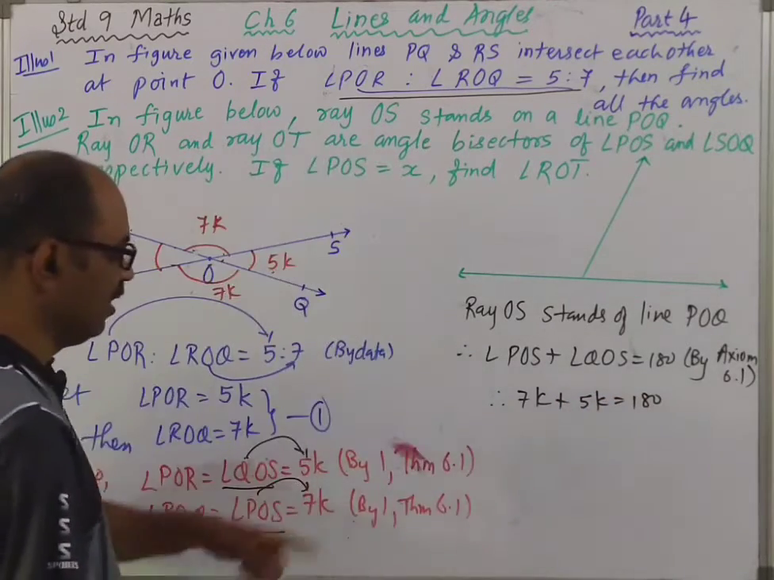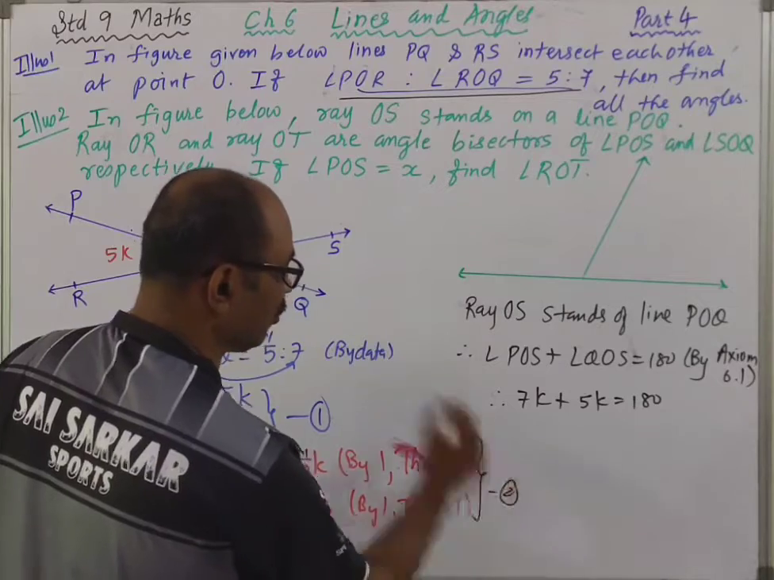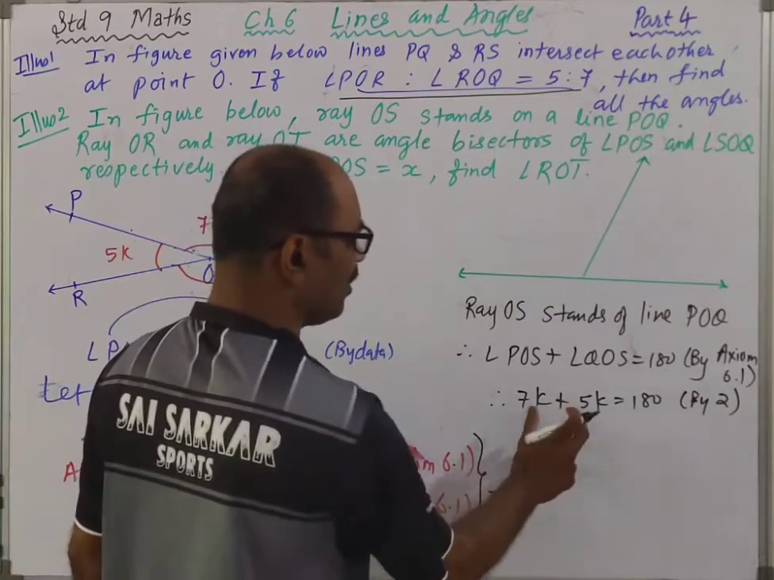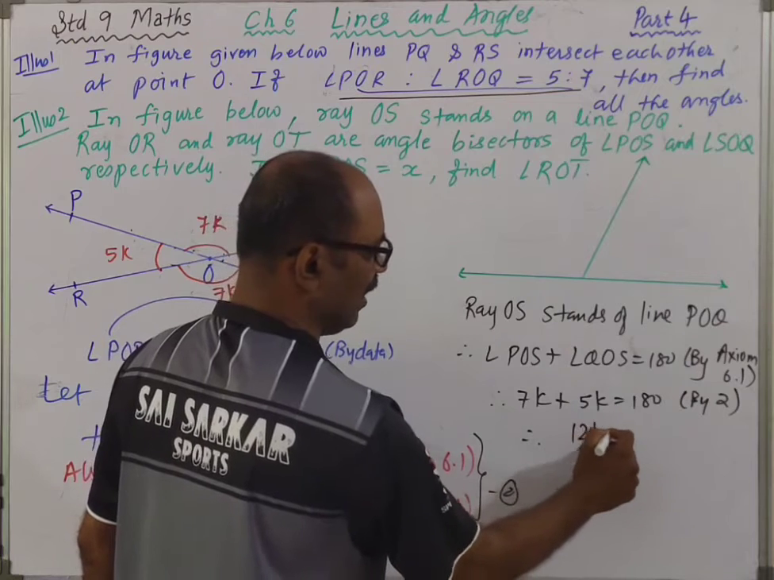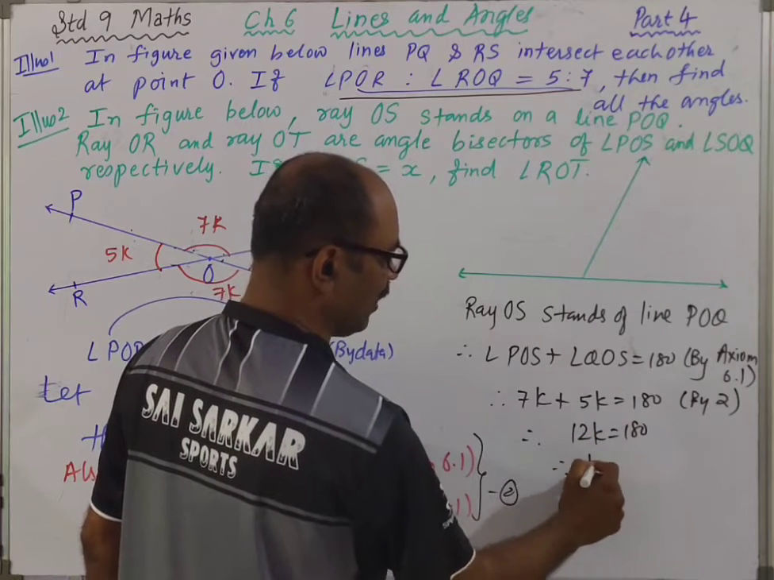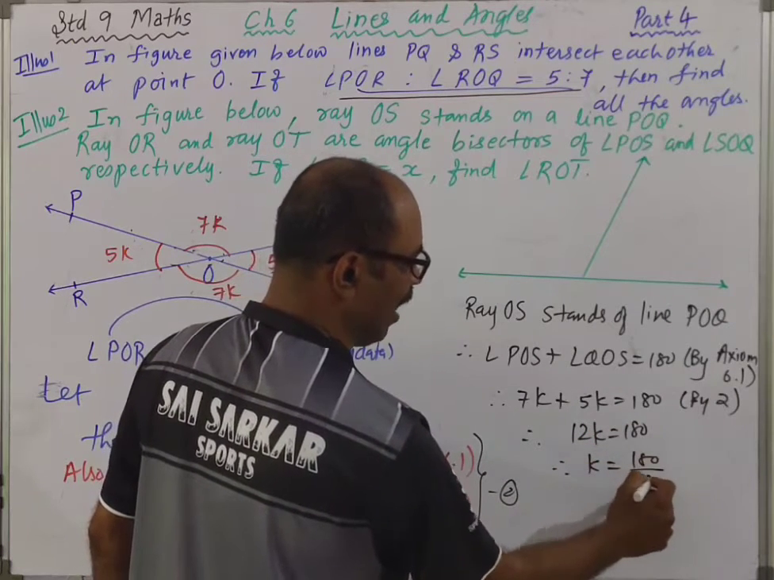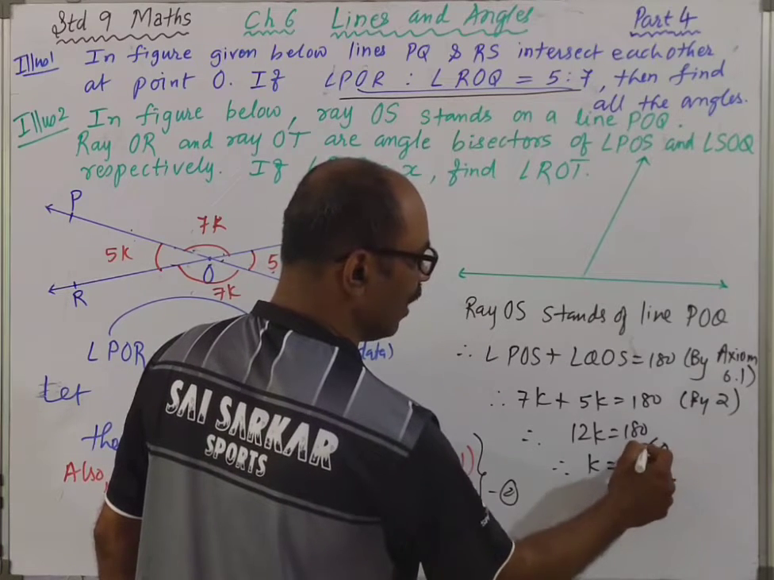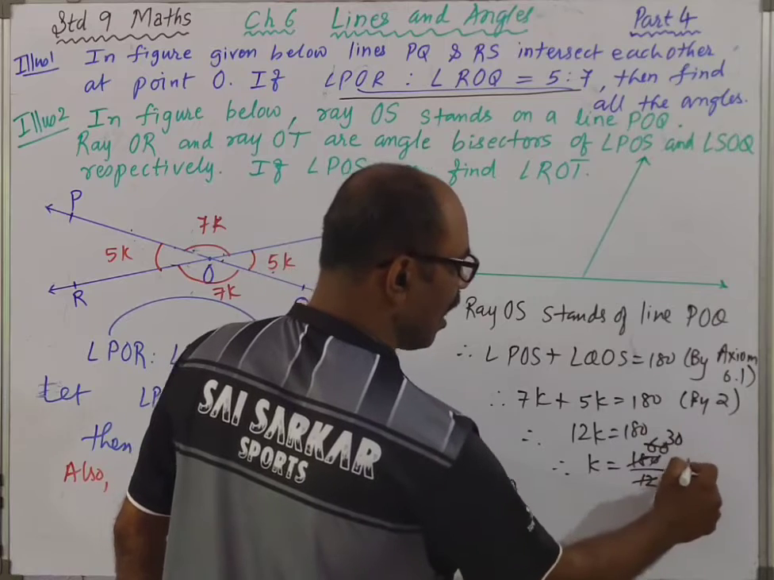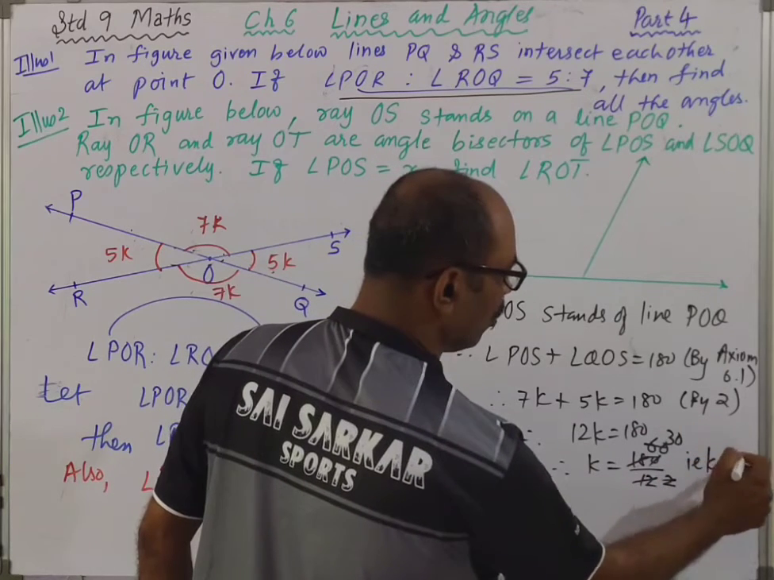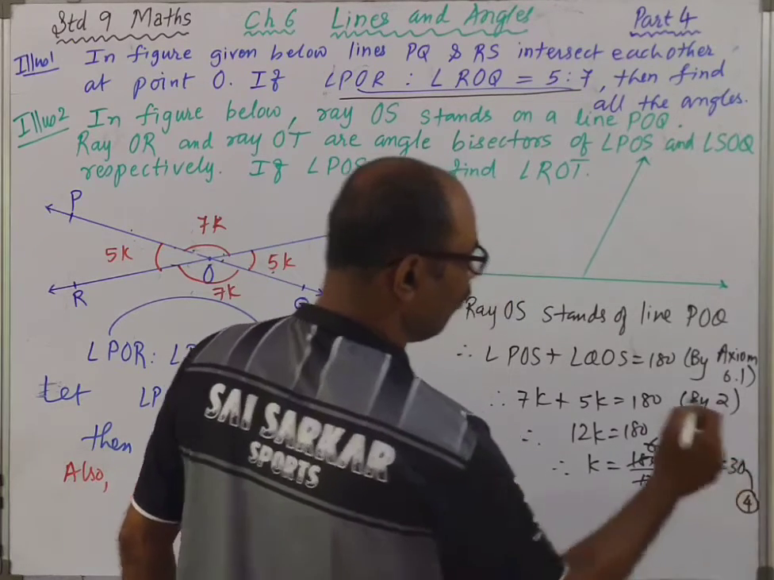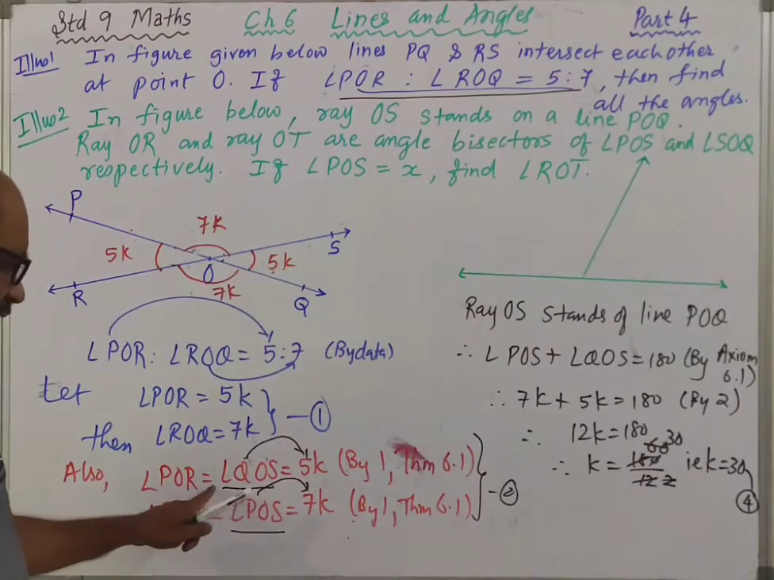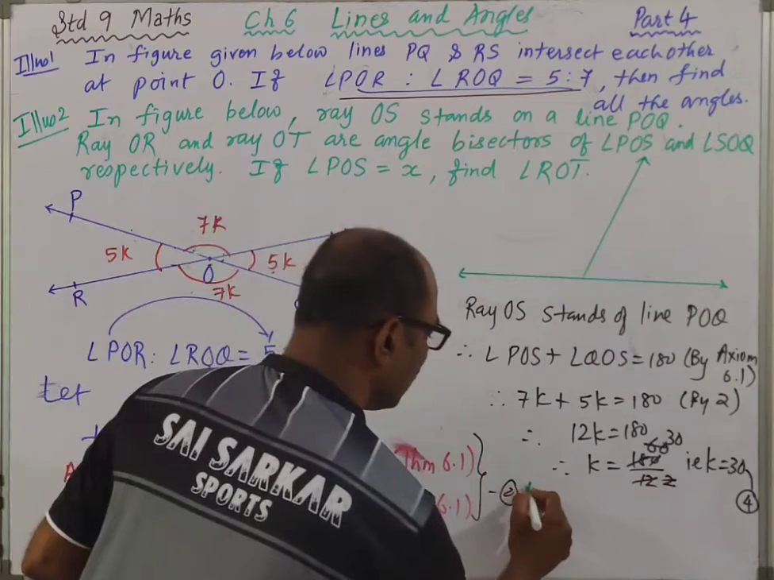Where did this come from? We forgot to mention it. Result 2. So by 2. These are like terms. 12K is equal to 180. Therefore, K is equal to 180 divided by 12. 6 2s are 12, 6 3s are 18, and 0. 2 1s are 2, 30s are... i.e. K is equal to 30. Result number 4. Finished. You got the value of K. So find out.